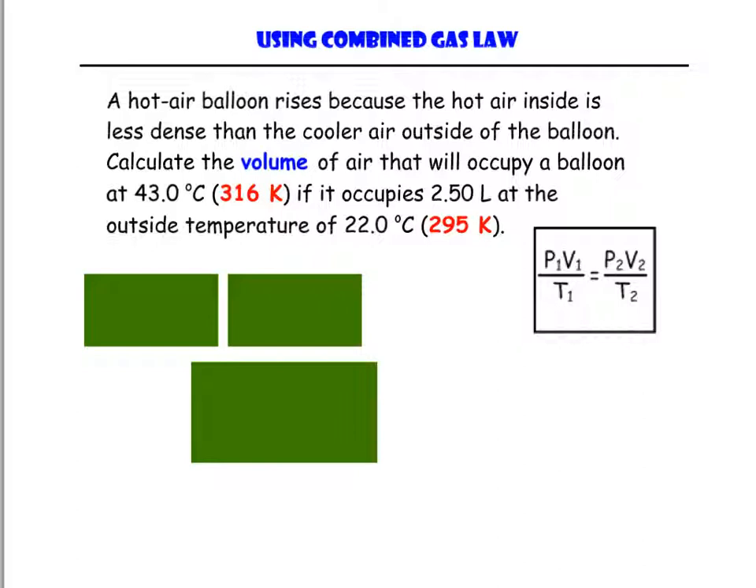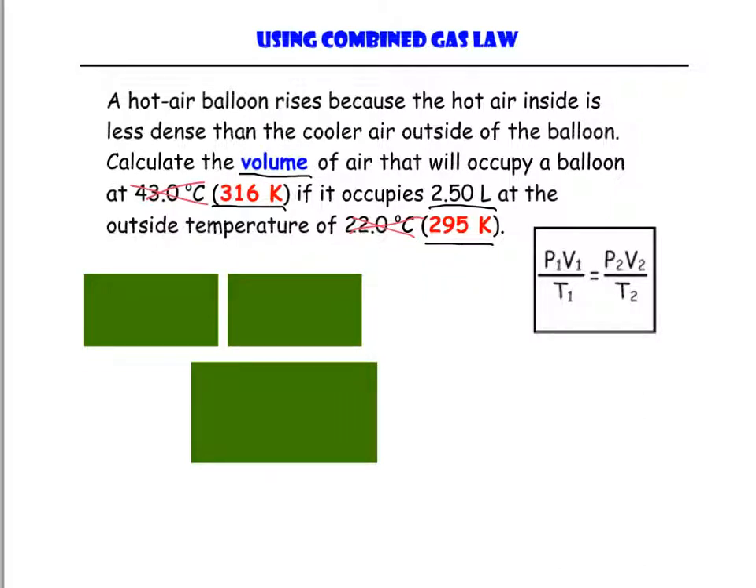In the second example problem, a hot air balloon rises because the hot air inside is less dense than the cooler air outside of the balloon. Now it is asking us to calculate the volume of air that will occupy a balloon at 43 degrees Celsius, which is also known as 316 Kelvin, if it occupies 2.5 liters at an outside temperature of 295 Kelvin. This problem is trying to confuse you a little bit by giving you the option to use degrees Celsius. Please remember, we do not use degrees Celsius when we are solving using our gas laws.